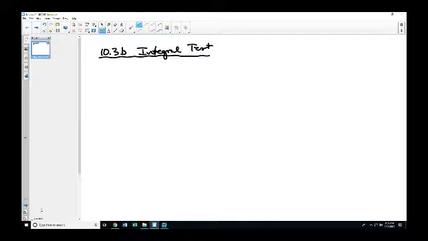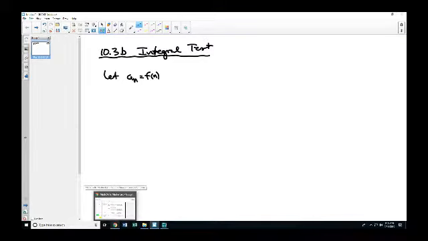Remember we're in a section where we're studying positive series. The first thing we have to do is make that series a function.